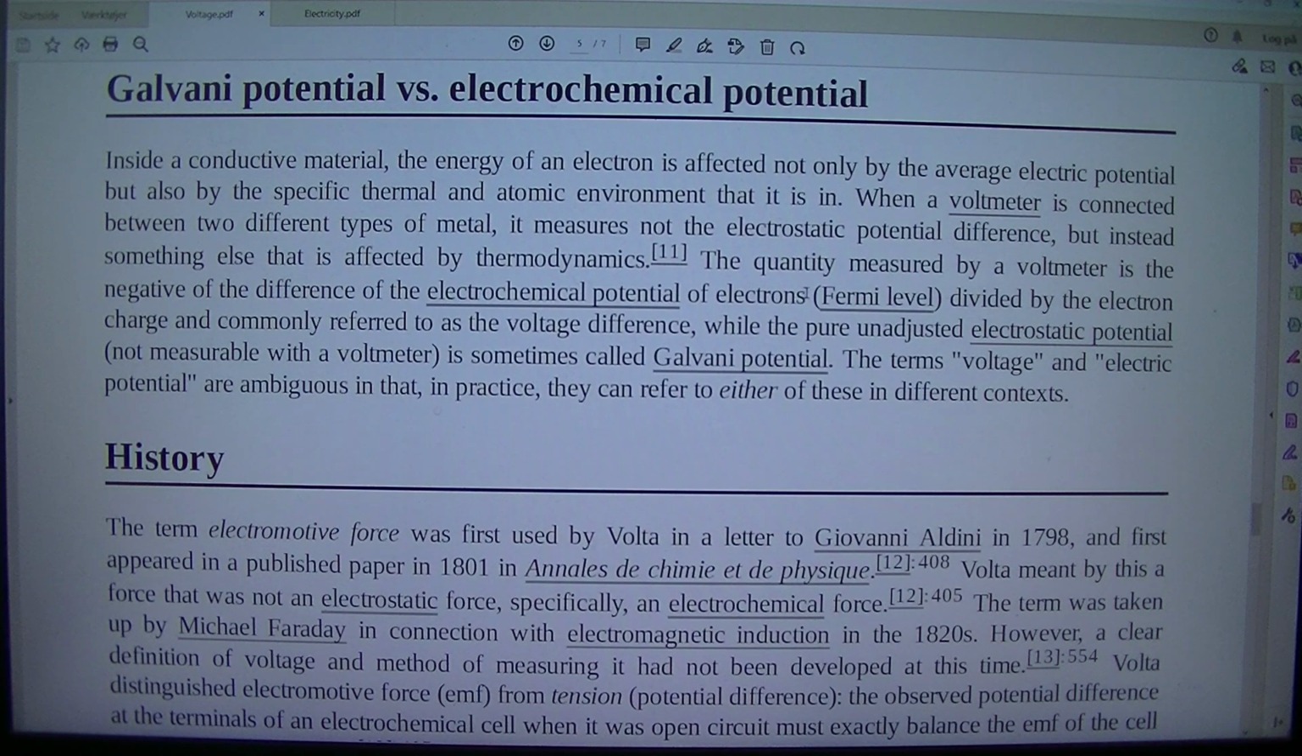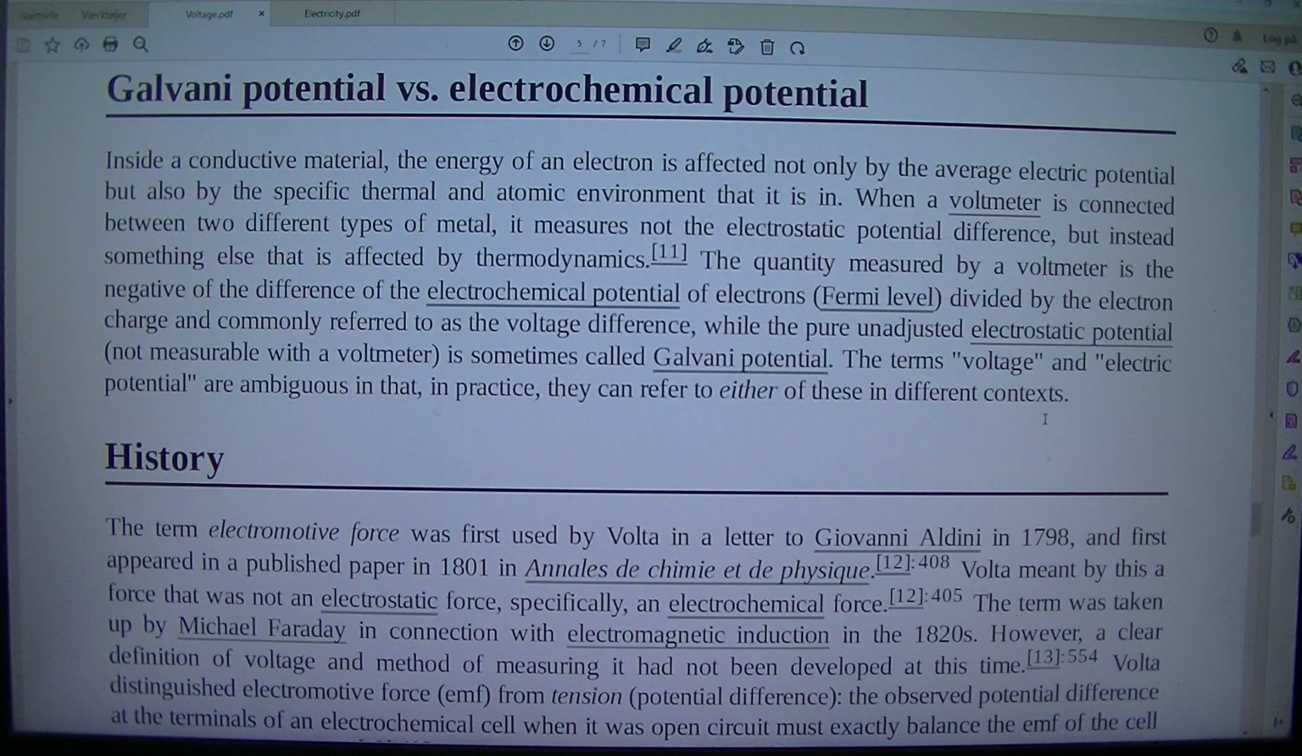The quantity measured by a voltmeter is the negative of the difference of the electrochemical potential of electrons, Fermi level, divided by the electron charge and commonly referred to as the voltage difference, while the pure unadjusted electrostatic potential, not measurable with a voltmeter, is sometimes called galvanic potential. The terms voltage and electric potential are ambiguous in that, in practice, they can refer to either of these in different contexts.